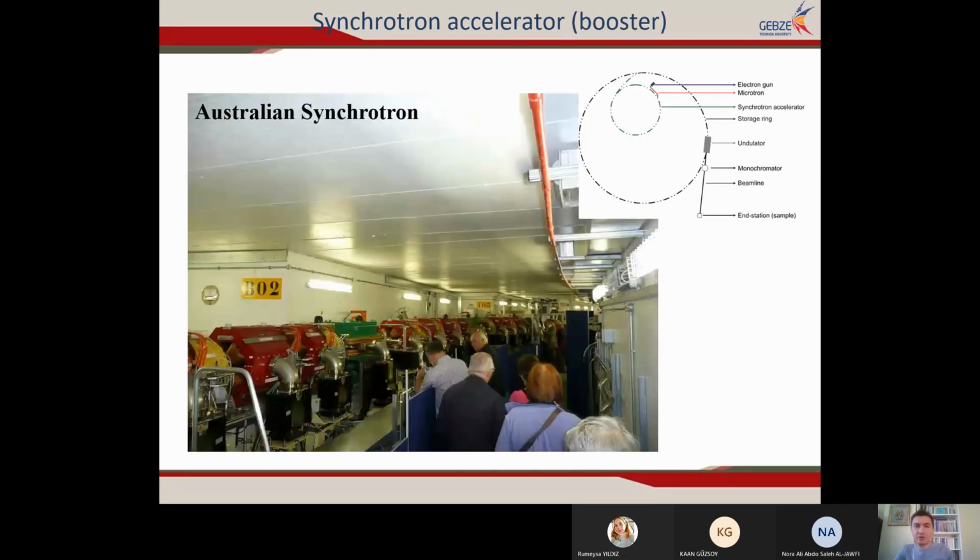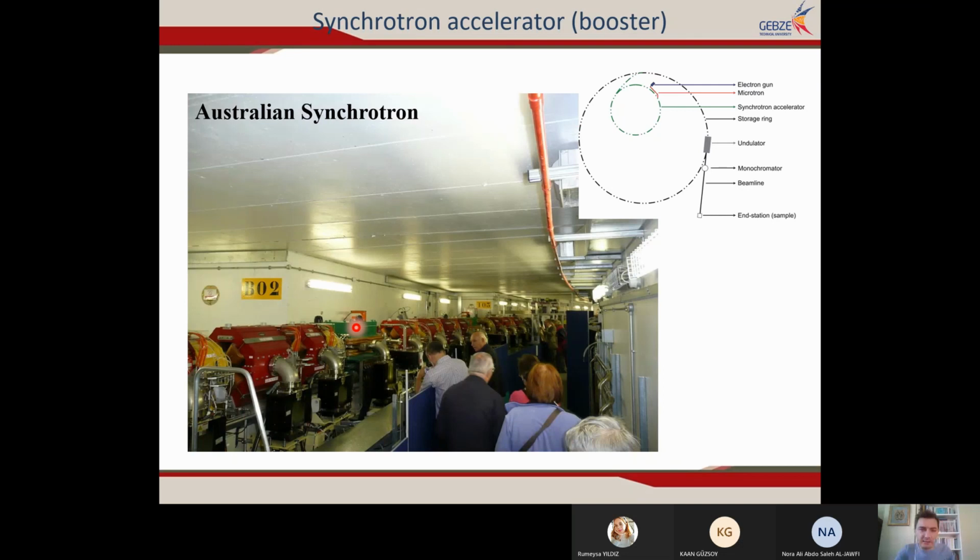Let me continue with the picture of Australian synchrotron light source. So what do you see here? This is the huge ring. This is the bending magnet, okay? You can see this one. So in order to keep the electrons in a circular orbit, you have to use these magnets.